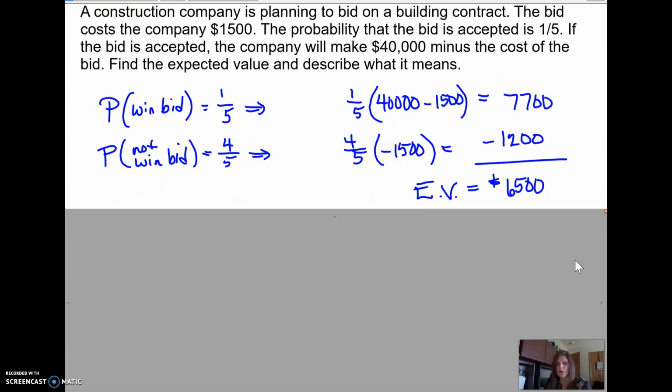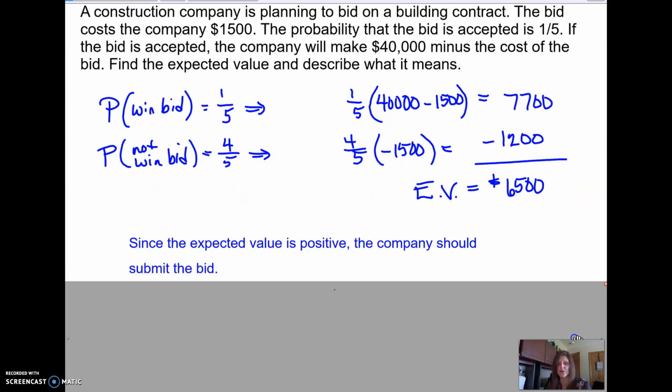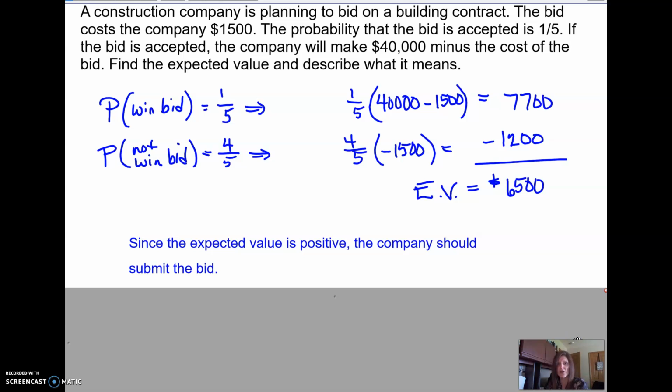So what does that mean? Well, first of all, it's positive, so that's a good thing. If it's a positive outcome, that means a company stands to make money in the long run if they do submit bids for things like this. And so on average, they might make about $6,500 for each bid that they're submitting. But the biggest point is they're going to come out probably ahead, even if they have to spend money and lose sometimes. Overall, they'll come out ahead.